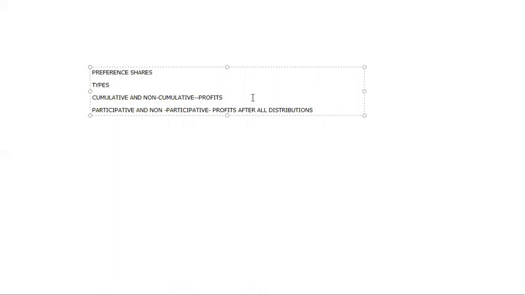So this usually happens in the case of abundance of profits, when the company is enjoying maximum profits. Participative means they get a little portion after distributing all the profits, when profits are still left over. Non-participative means it's the opposite. They will not be given extra; they have received their share of dividend, that's it. Whether the company is earning a high amount of profit or not, the preference shareholders have no right to receive the extra profit. That is a non-participative share.